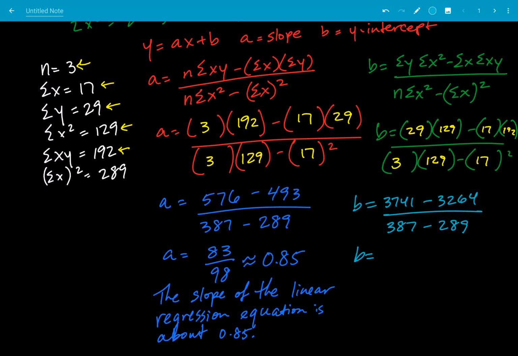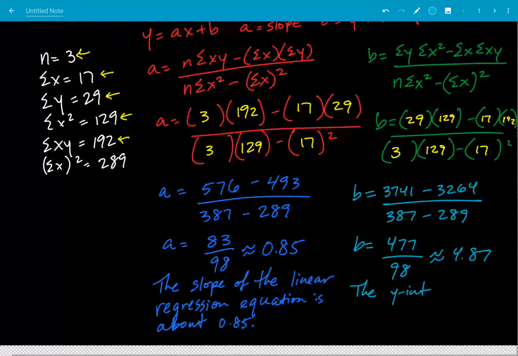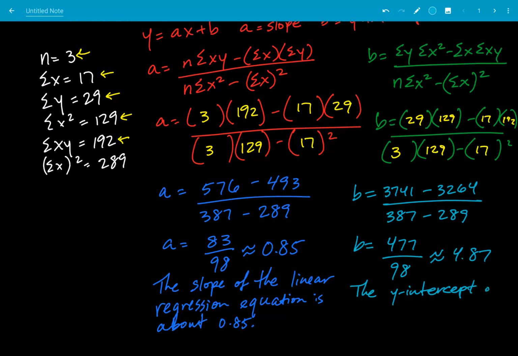So b is equal to 3,741 minus 3,264 on the top. We get 477 divided by 387 minus 289, which is 98, which is approximately equal to 4.87, which means the y-intercept of the linear regression equation is 4.87.